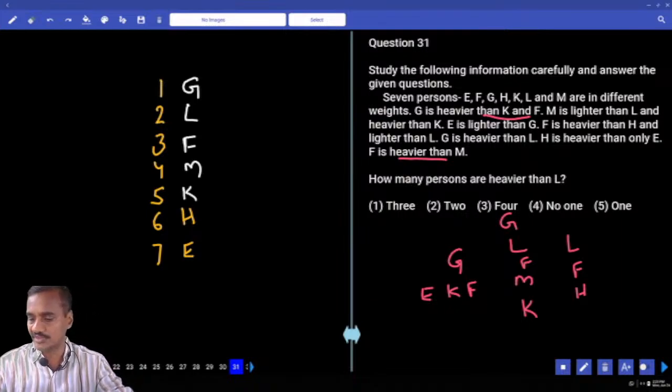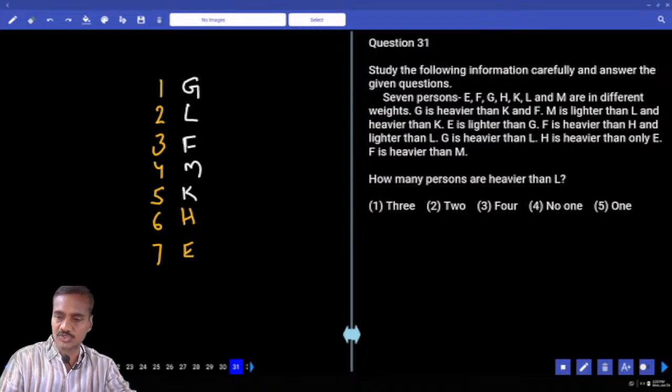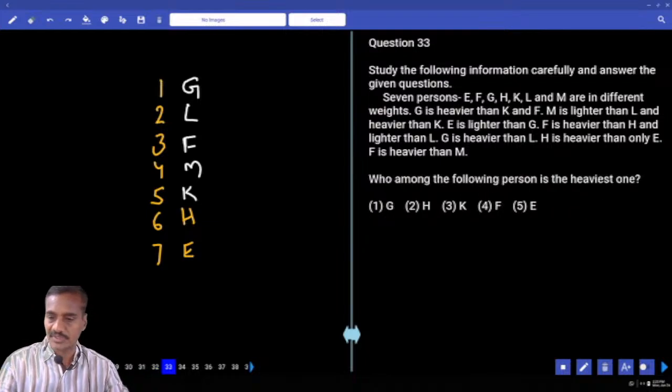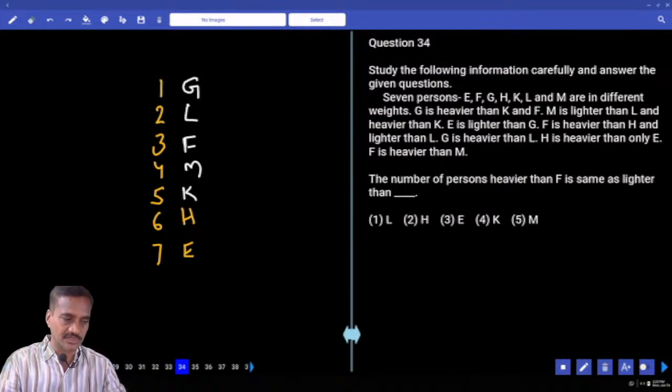Then how many are heavier than L? There is only one, that is choice 5, question number 31. And 32, lighter than M. There are 3, choice 3. And who is the heaviest one? G, that is choice 1, 33.